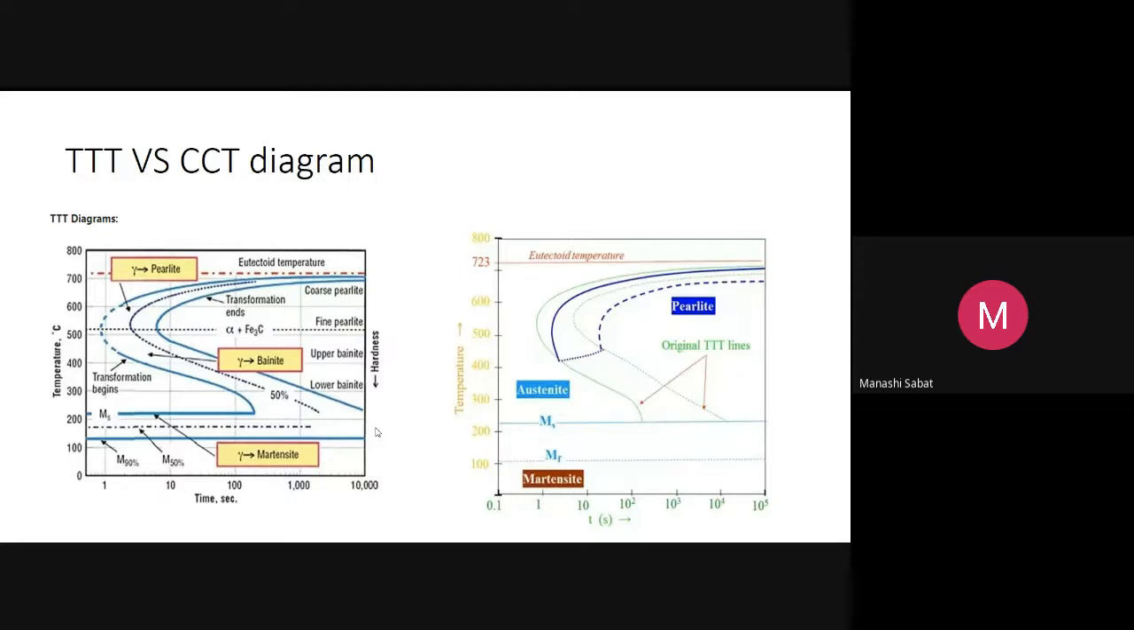Sir, if we continuously cool that, instantly cool that, the line will not touch that nose temperature fully. Then what will happen? Retained austenite will be there. My question is, what is the condition to get retained austenite?